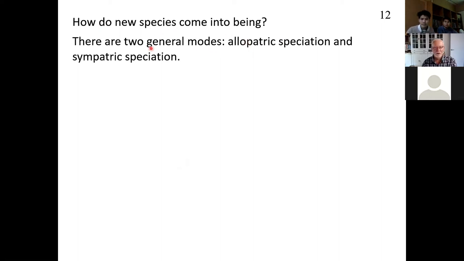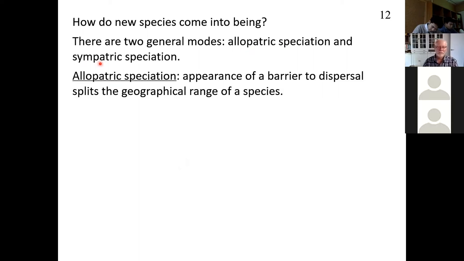And sympatric speciation. Allopatric means that the species diverge in different places, allo meaning other, and patric referring to place or country. Sympatric means that the speciation occurs in one place, in the same place, sym meaning together, and patric meaning again place or nation or country. The typical model of allopatric speciation is very simple and you should be familiar with it.